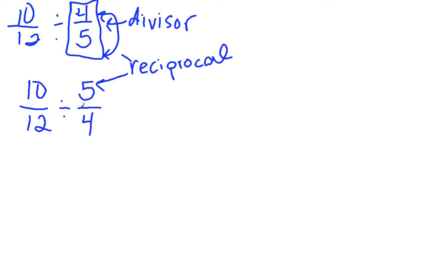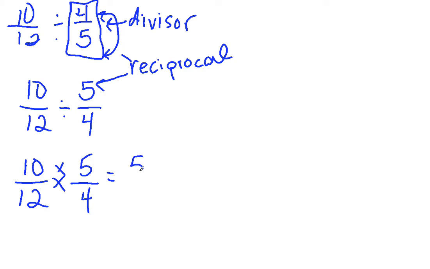So that's step 1. We found the reciprocal of the divisor, 5/4. Step 2 is to actually multiply. So I'm going to rewrite the problem again, but I'm going to change that division symbol to a multiplication symbol because we're actually going to multiply now. You guys know how to do this now. 10 times 5 equals 50. 12 times 4 equals 48.